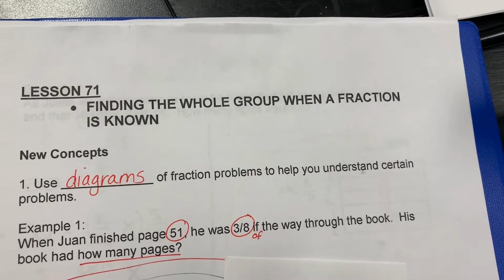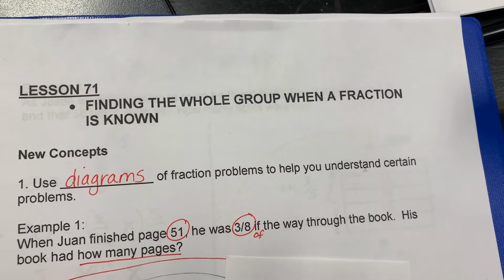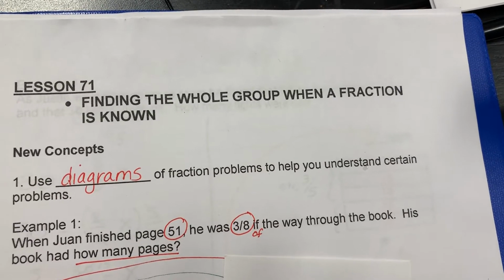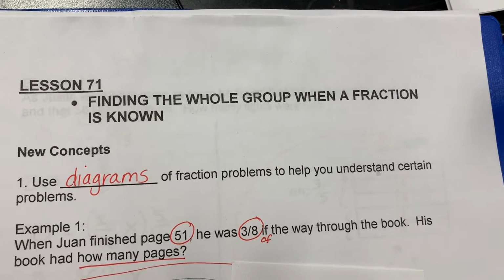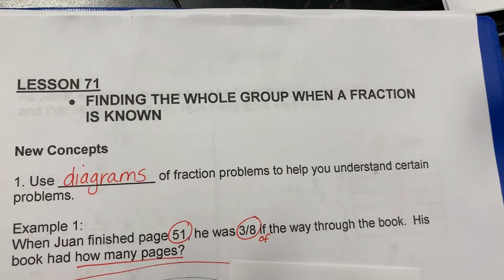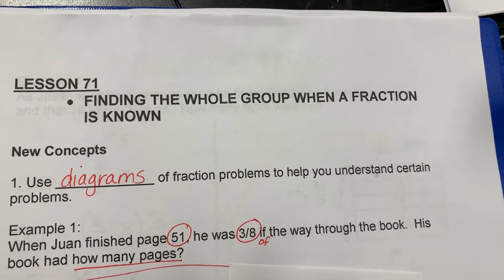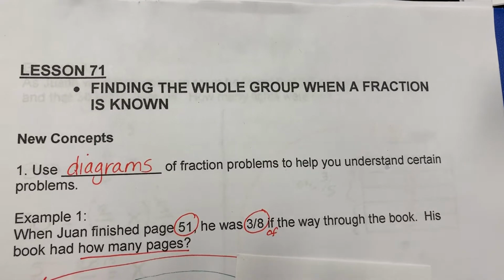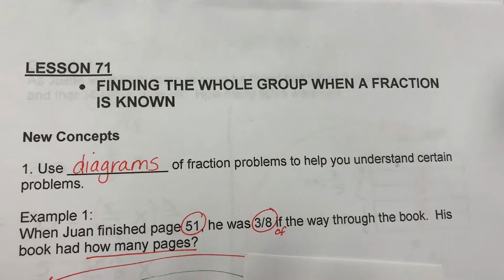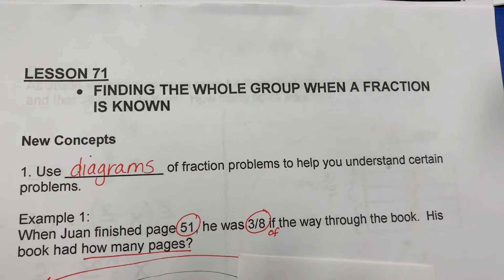Hi guys, today we're going to take a look at lesson 71, finding the whole group when a fraction is known. For example, if I said I have one half of the cookies and I could see that 2 are on the table, you would be able to tell me that altogether there were 4. So that's kind of what we're dealing with here. We're going to use diagrams to help us.